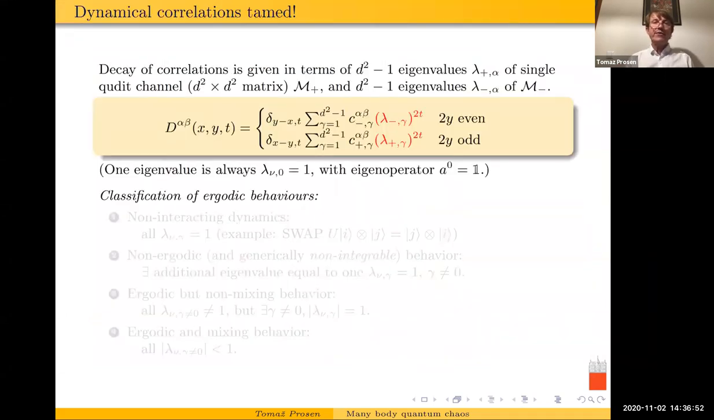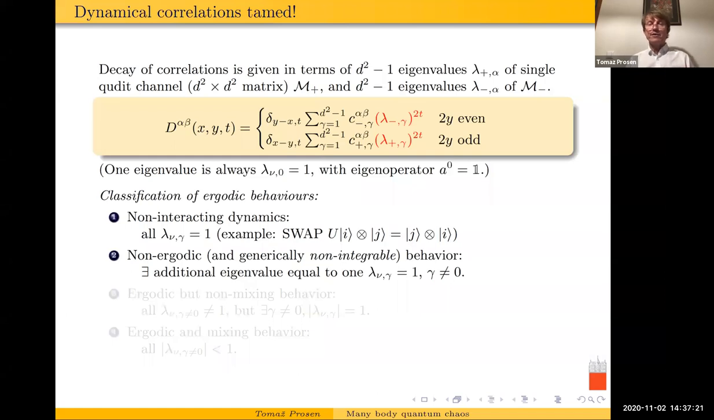For example, now we can have the full classification of dynamical behaviors of these correlation functions, namely in terms of the spectrum of these quantum channels, M plus and M minus, which I call lambda minus gamma and lambda plus gamma. You can basically provide an explicit formula for the dynamics of the correlation function. Depending on the spectrum, all these eigenvalues could be at one. For example, this happens for the swap circuit, which is also dual unitary. Then this is really a caricature of non-interacting dynamics. Now, when some eigenvalues are inside the unit disk, but still some eigenvalues are at one, these dynamics would be non-ergodic because there would be modes which won't decay along the light rays. But then you can have some eigenvalues which are on the unit circle but different from one, meaning that there would be modes which wouldn't decay but would oscillate, which would perhaps by some people be called time crystals.